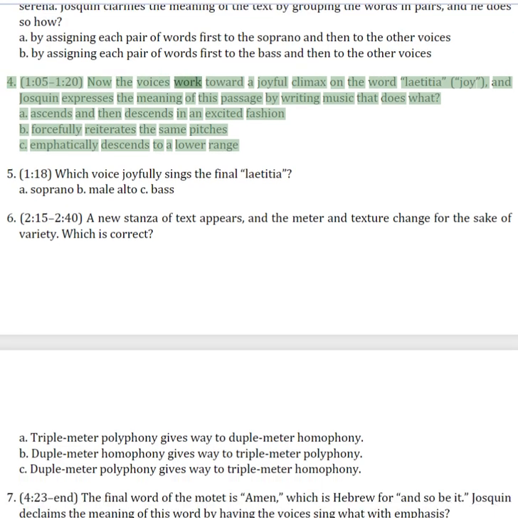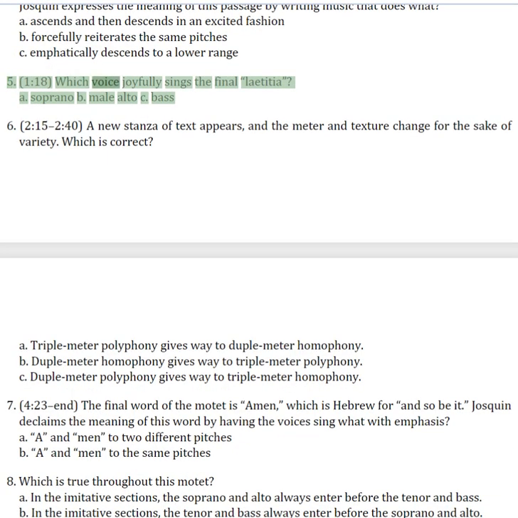4. Now the voices work toward a joyful climax on the word Laetitia, and Josquin expresses the meaning of this passage by writing music that does what? A. Ascends and then descends in an excited fashion. B. Forcefully reiterates the same pitches. C. Emphatically descends to a lower range. 5. Which voice joyfully sings the final Laetitia? A. Soprano. B. Male alto. C. Bass.